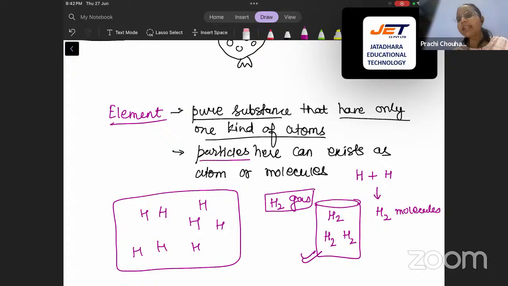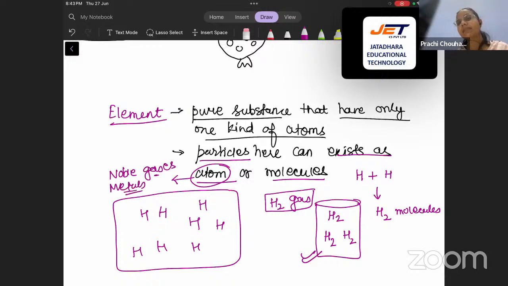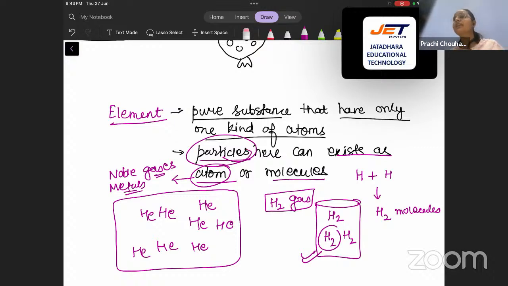Now here, the particle can exist as atoms or molecules. What are the elements in the periodic table that will exist as atoms? Examples of these can be noble gases or the metals. So in elements, the constituent particle can be a molecule or it can be an atom. For example, I take helium. The particles that are constituting this helium will be atoms.